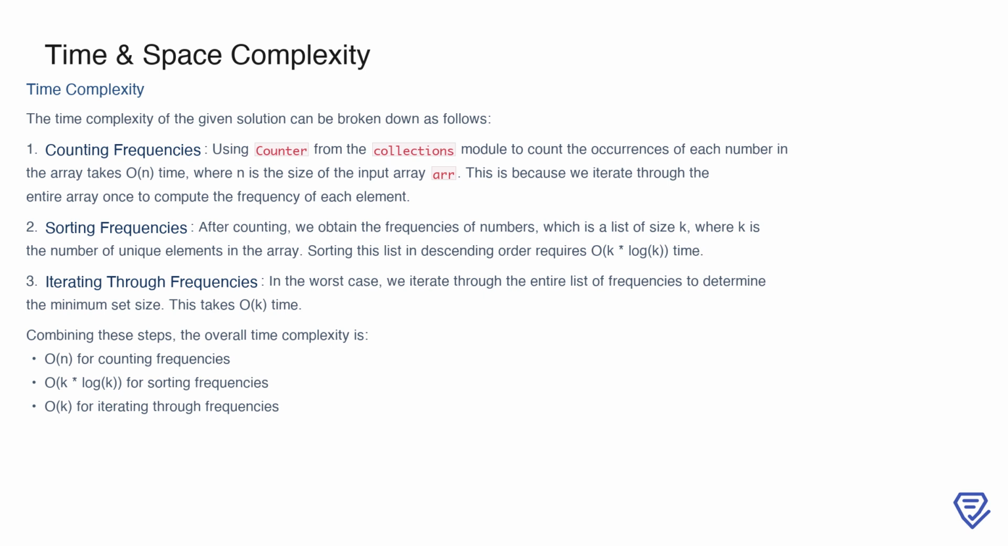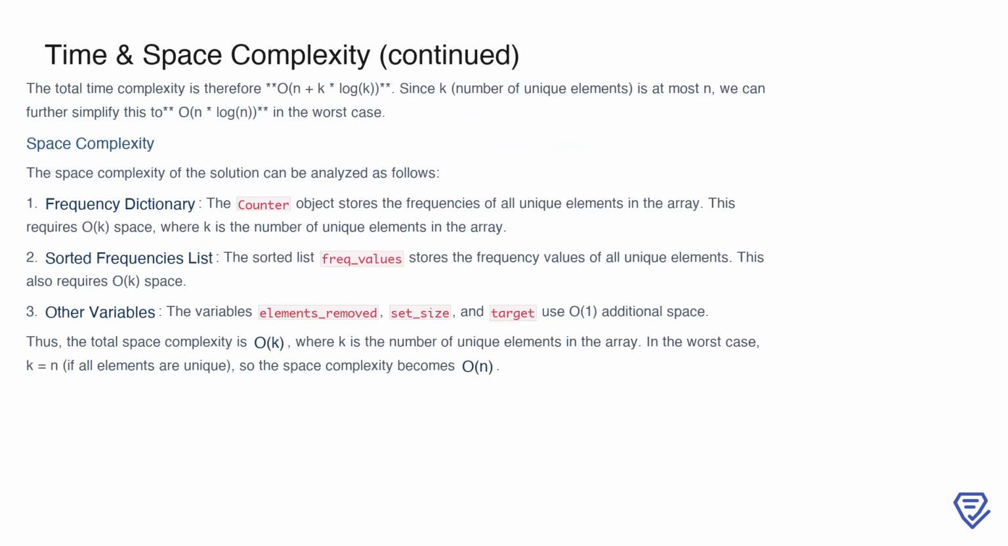When we combine these steps, the overall time complexity becomes O(n) for counting, k*log k for sorting, and k for iterating through the frequencies. When we combine the 3 components, the total time complexity can be expressed as O(n) plus k*log k. Since the number of unique elements k is always less than or equal to n, in the worst case, we can simplify this to O(n*log n).